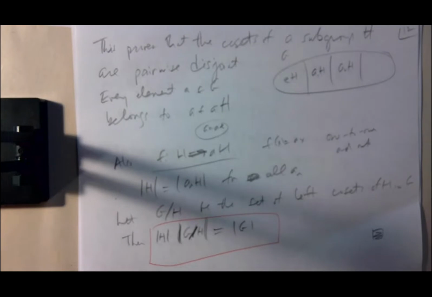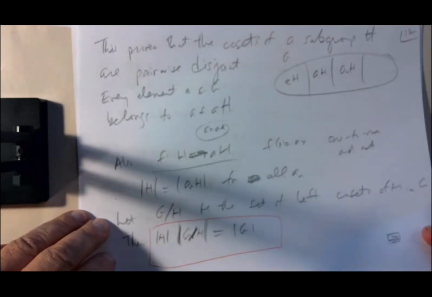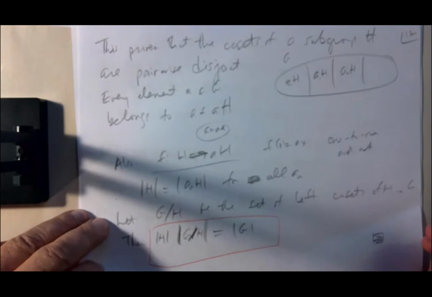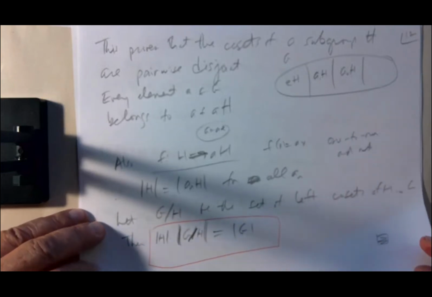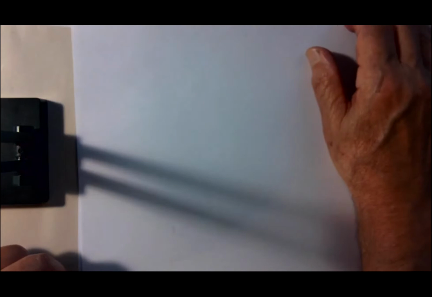So this really just takes about a third of a page in the book to write out, but this is really something that's worth investing your time to try to understand. This is Lagrange's theorem. It says that the cardinality of a subgroup of a finite group always divides the order of the group. Nothing else is possible.